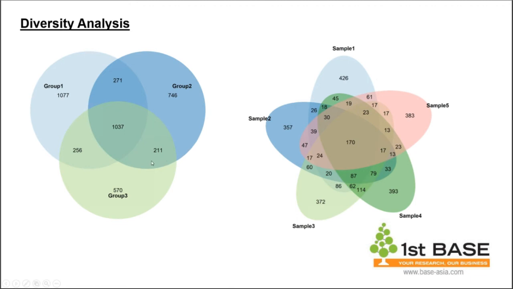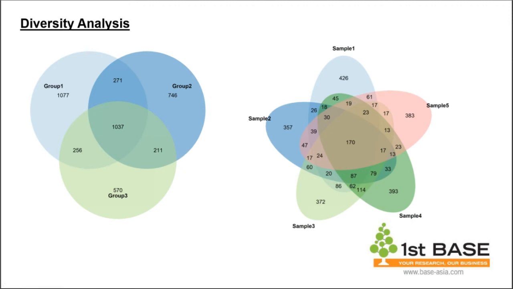As I mentioned before, it is for unique organisms. So for example, here you know that there are 1,077 ASVs or OTUs that can be found only in this group, and 271 organisms that can be found in both group 2 and group 1. So that is how you check it. Okay.